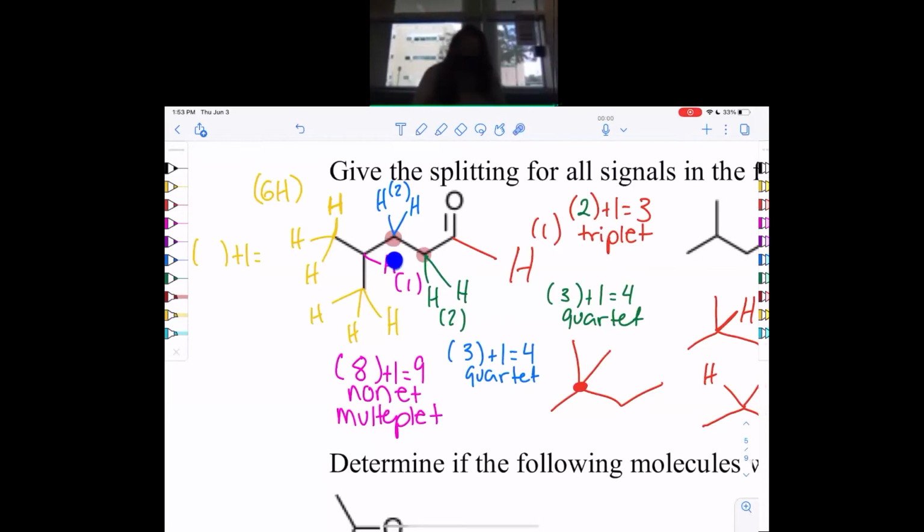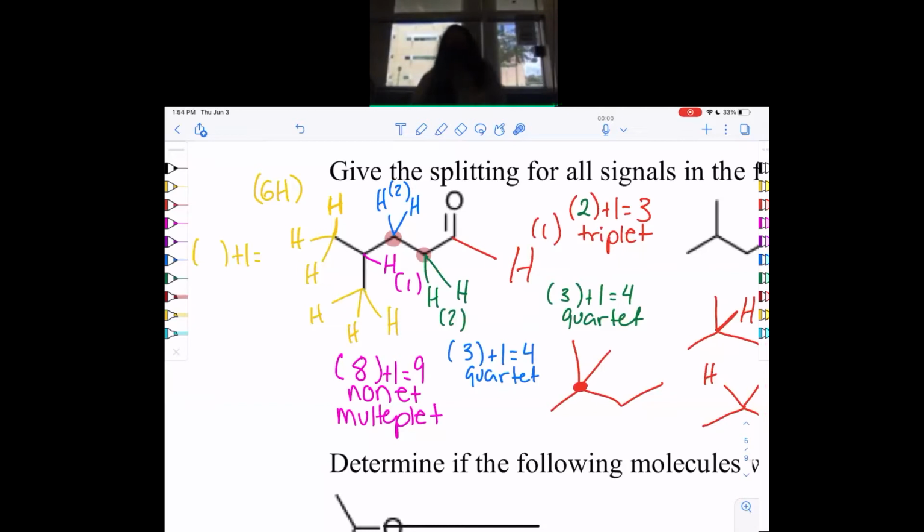So the pink hydrogen has 1, 2, 3 bond lengths away. So all of these are neighbors. 1, 2, 3. All of these are neighbors. 1, 2, 3. Both of these are neighbors. So altogether 3, 6, 7, 8. Cool. Okay.